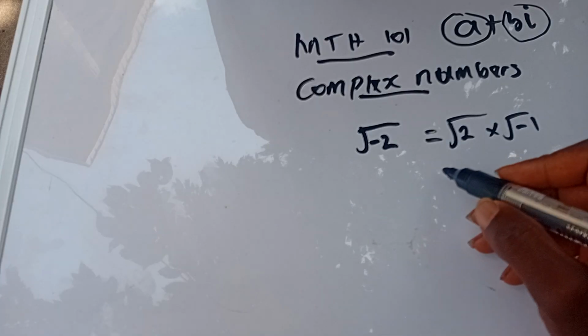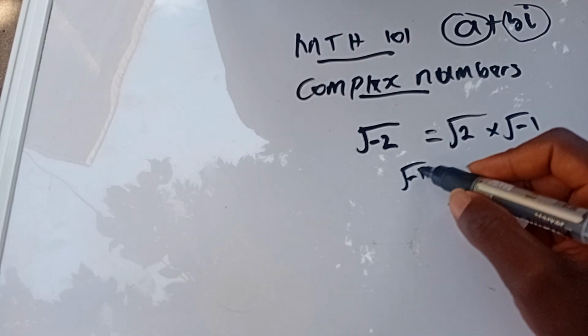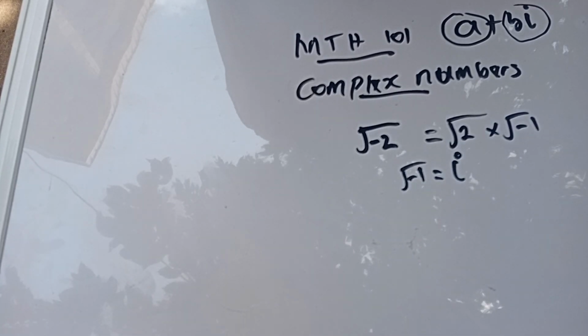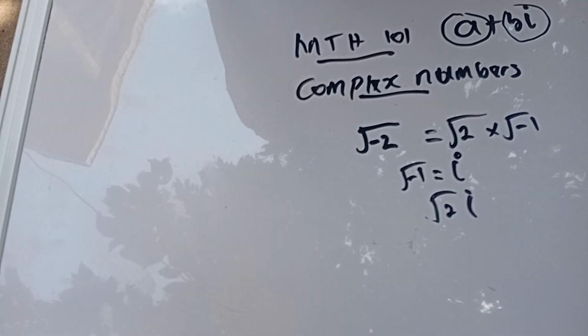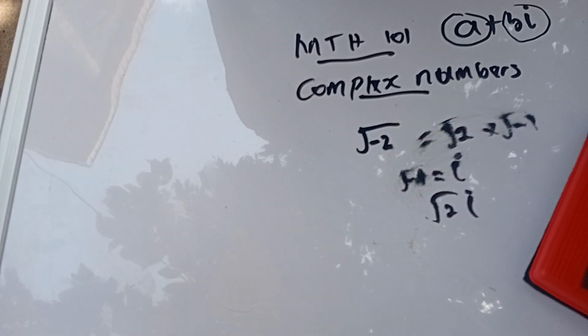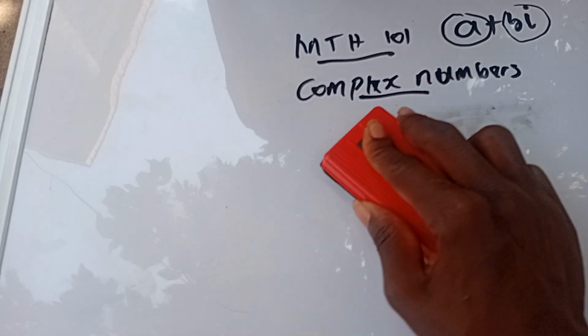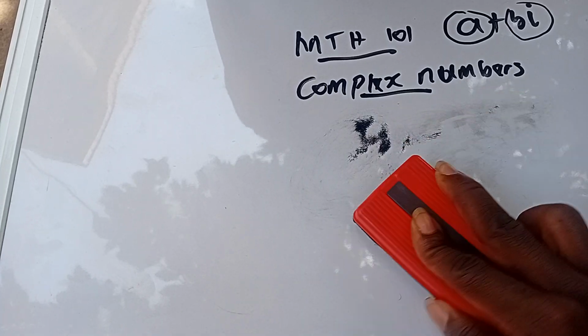Where root minus 1 is the imaginary unit i. Root minus 1 is always i. So now we can say root minus 2 equals root 2 i. So that's that. Root minus 1 stands for i. Take note of that. It's like a constant: root minus 1 stands for i.